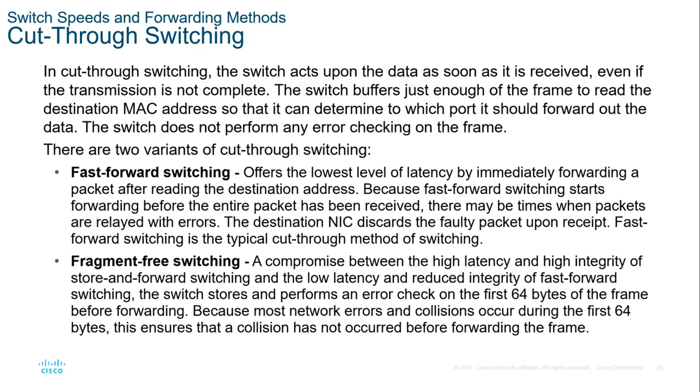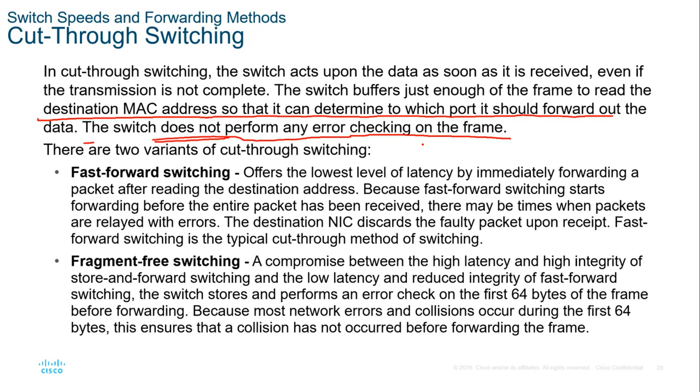Within cut-through switching, the switch acts upon the data as soon as it is received. Even if the transmission is not complete, the switch buffers just enough of the frame to read the destination MAC address, because once it reads it, it can determine to which port it should forward the data. The switch does not perform any error checking on the frame, so with cut-through there is no need for error checking.